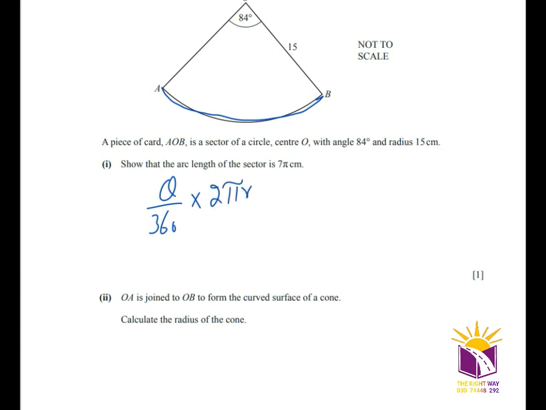2 pi r is the circumference of the circle. To find the length of the sector, we are going to use theta divided by 360 multiplied by 2 pi r, where theta will be 84 divided by 360 multiplied by 2 times 15, because the radius is 15, multiplied by pi. So 84 multiplied by 2 multiplied by 15 divided by 360 will be equal to 7. So your answer will be 7 pi.